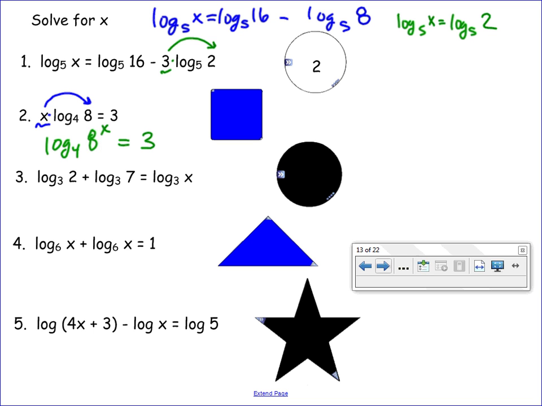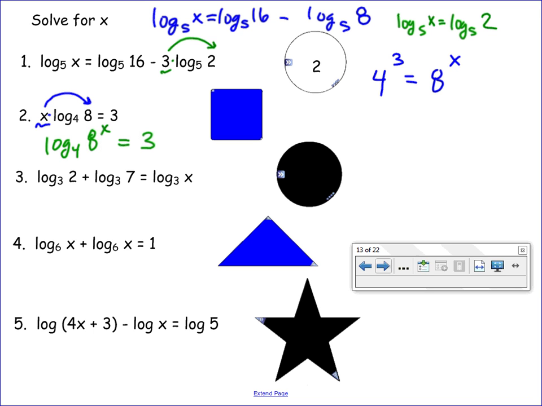That is, rewrite as a power statement: base to the exponent equals input. For us, that means number 2 is 4 to the third equals 8 to the x. Well, the left-hand side, 4 to the third, I already know. Go ahead and find 4 cubed on your half sheet. What would 4 cubed be?